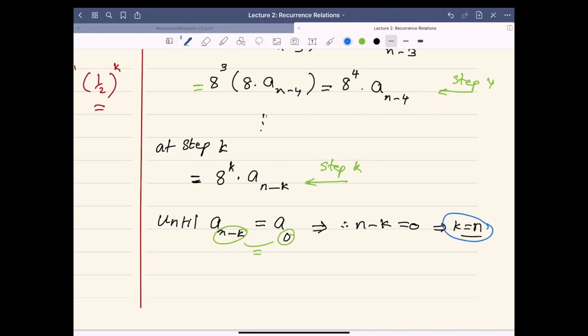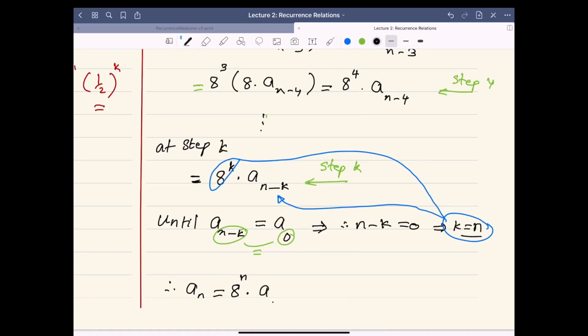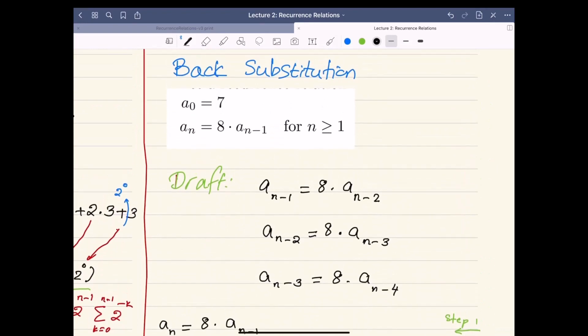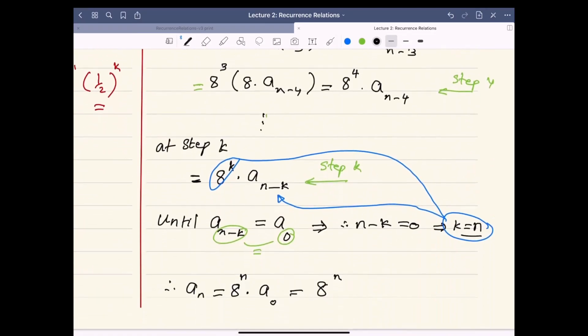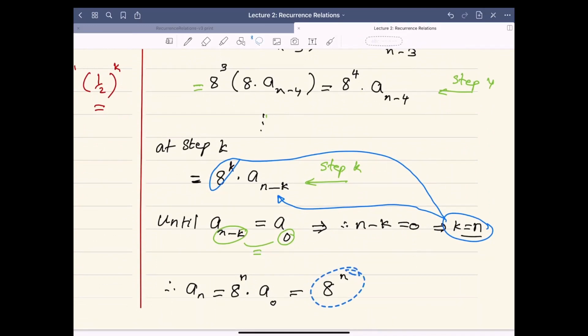Substitute this value into this equation, and also n into this equation. So what will you get? You will get an is equal to 8 raised to power n multiplied by a0, because n minus n is 0, and a0 is 7. So this will be equal to 7 multiplied by 8 raised to power n. And this is the final answer for our example.